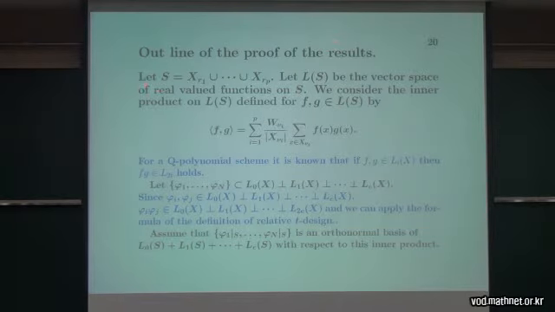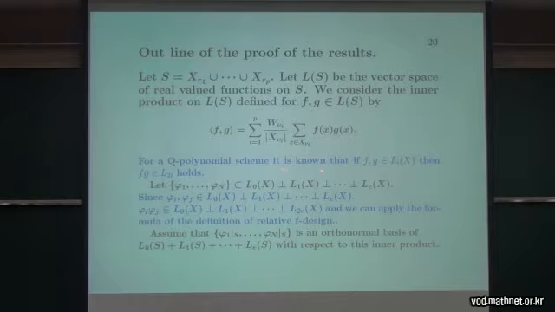So let S be a union of P shells, and let LS be a vector space of real valued functions on this shell. And we consider the inner product using this one. So this is a partial sum on the intersection of each shell, and this is the cardinality of the shells.